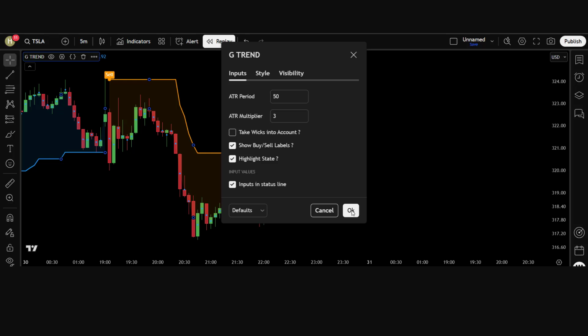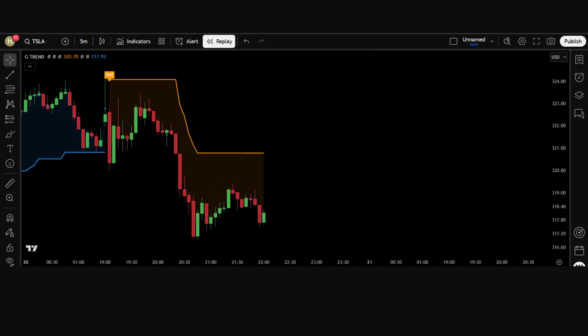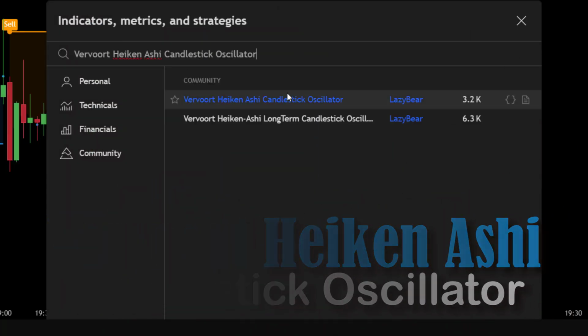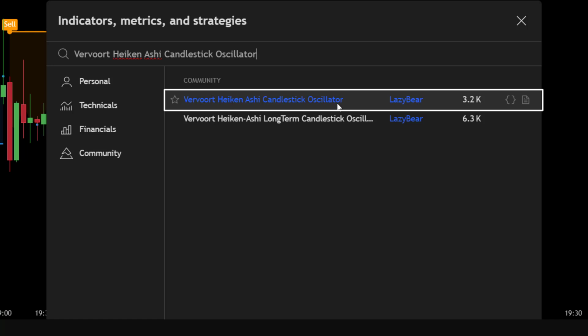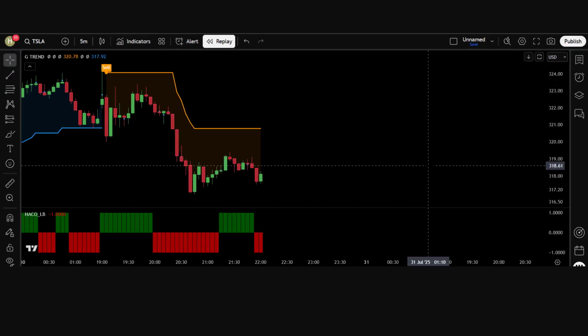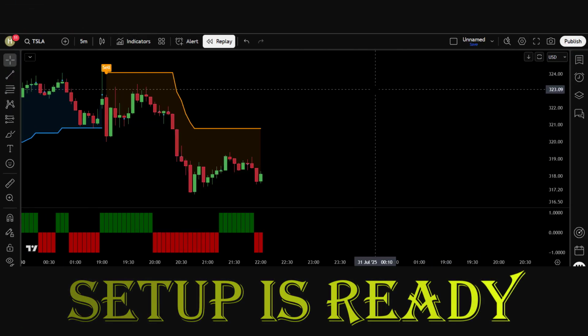Click OK. Now, let's add one more tool to make this strategy even more profitable. Search for Vervoord Heiken Ashi Candlestick Oscillator. Add it to your chart. Click OK. Now setup is ready.